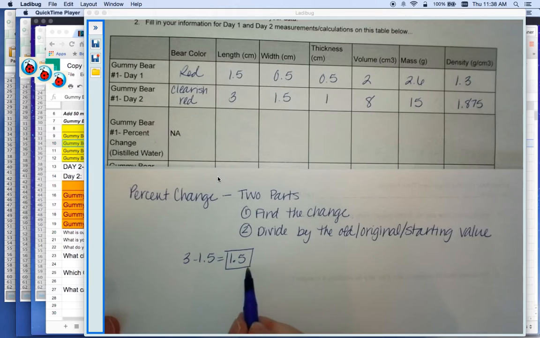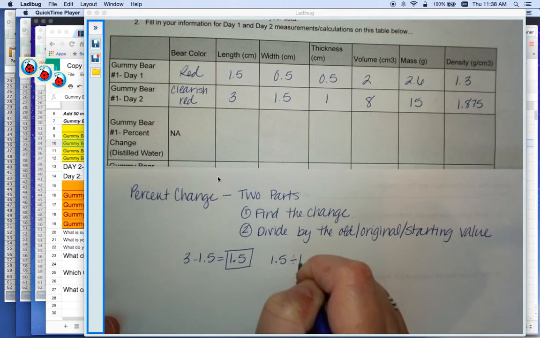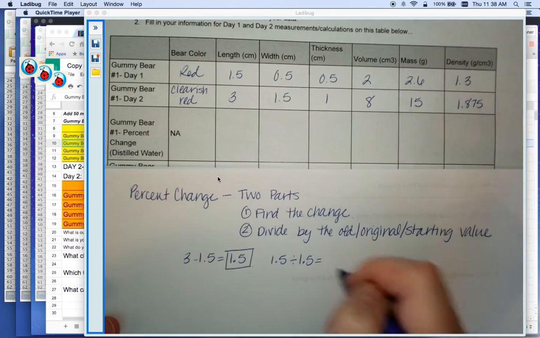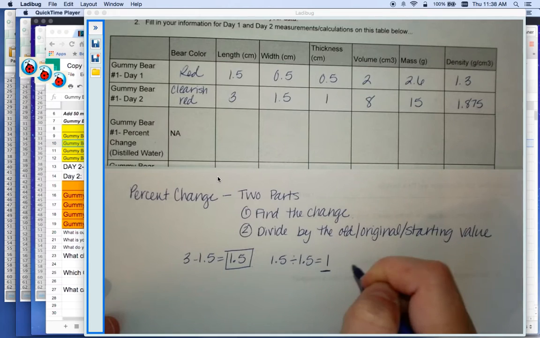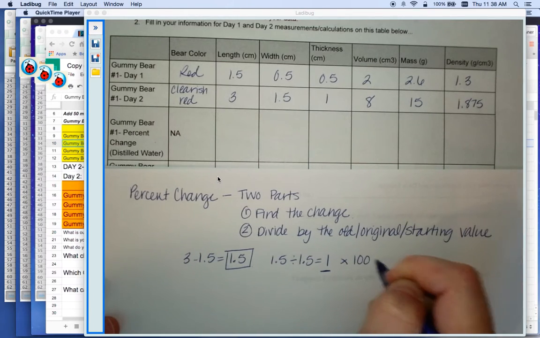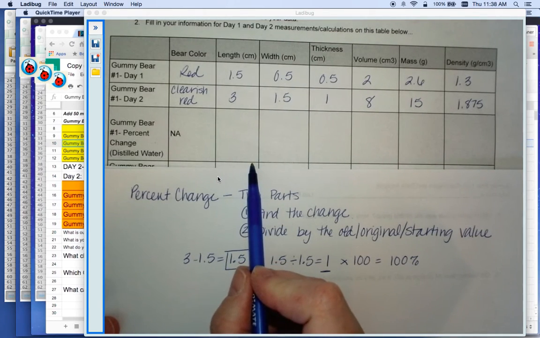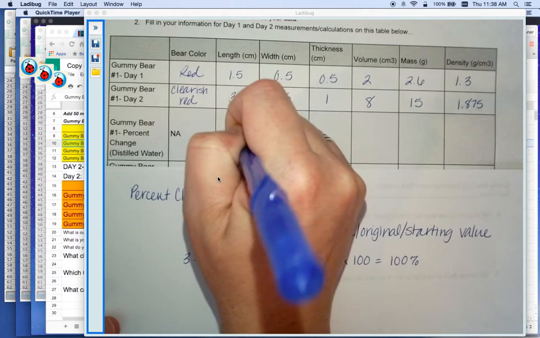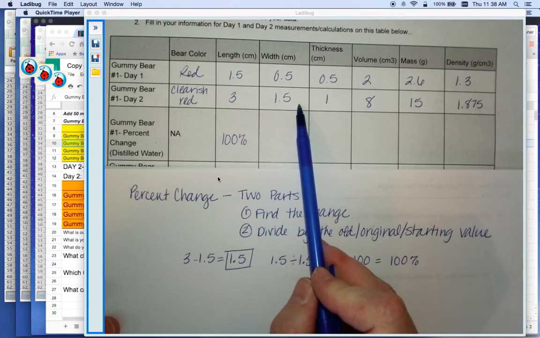Then I'm going to take this, divide 1.5 by the original value, which also happens to be 1.5. So 1.5 divided by 1.5 is 1. Now, to find a percent, you're going to take whatever this number is times 100, and it's going to give me a percent. So my percent change for this length is going to be 100%. So it's increased 100%. So let's do the next one.